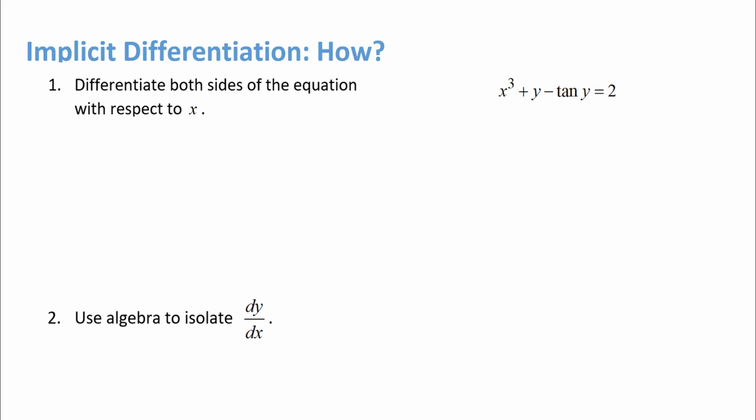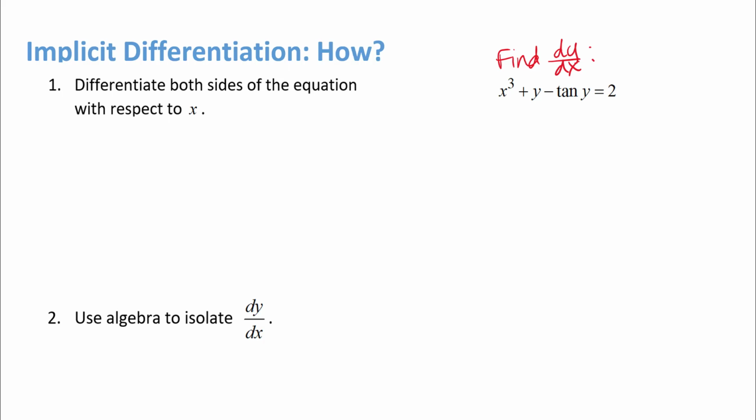Hi, in this video we're going to look at how to do implicit differentiation. So in the last video we talked a little bit about why we would need to use implicit differentiation, and there's an example of an equation over here where we would need to use implicit differentiation. So the goal would be that we want to find dy dx, but we have some kind of equation where we can't solve the equation for y. So that's when we use implicit differentiation.